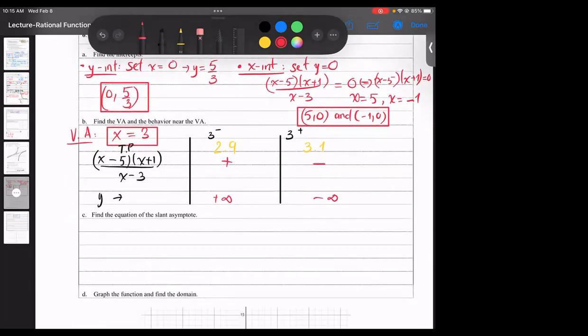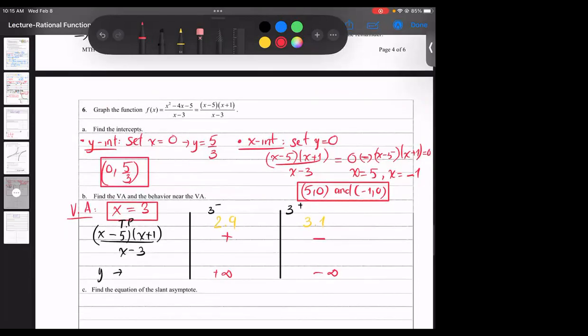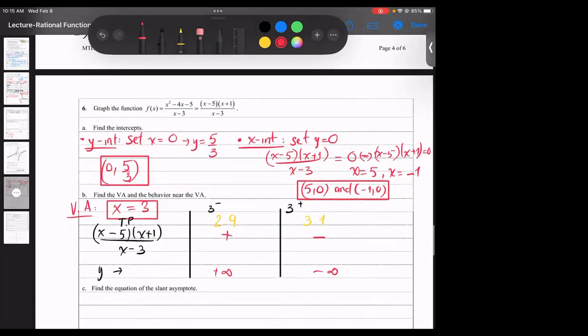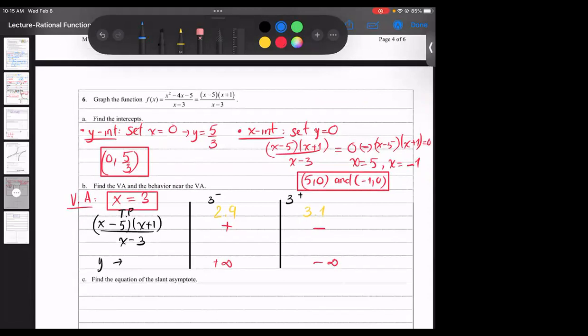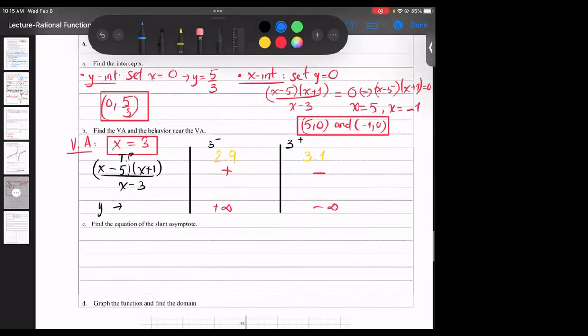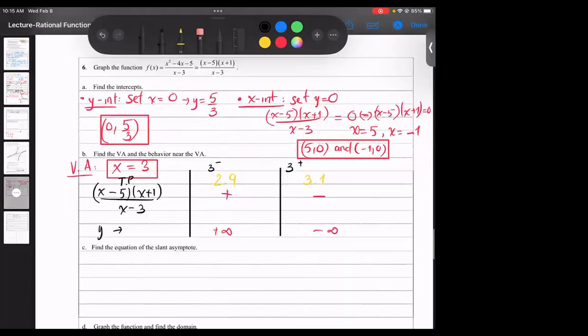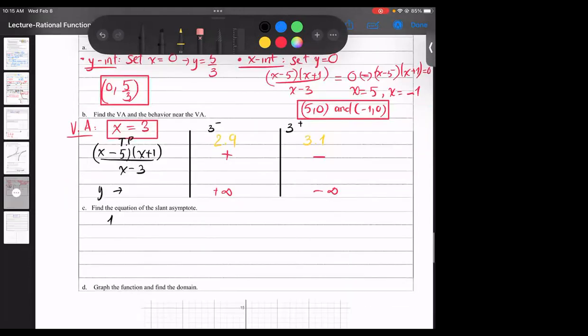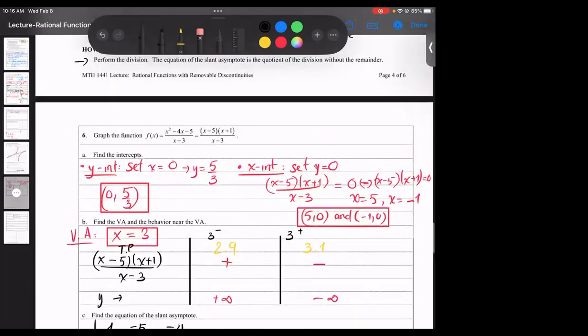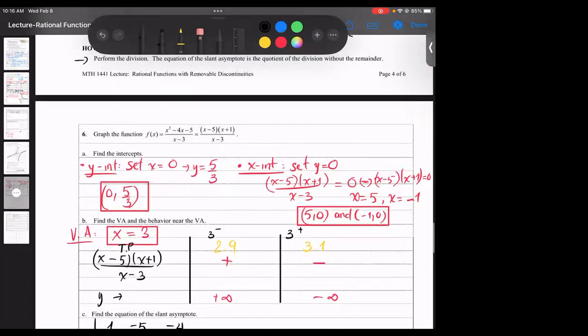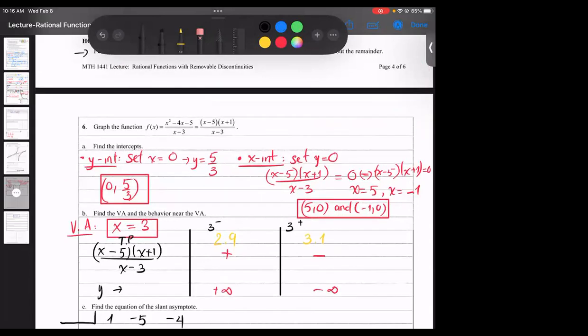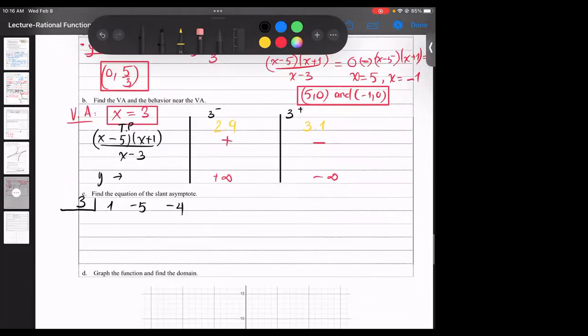Find the equation of the slant asymptote. Synthetic division, right? Synthetic division. So write out the coefficients. The coefficients will be 1, -4, -5. Now you go back to the original. You don't want to use the factor form now because you're doing division. And then 3 in the box.